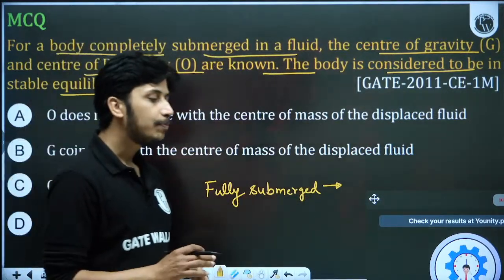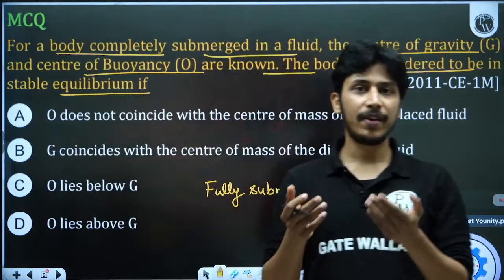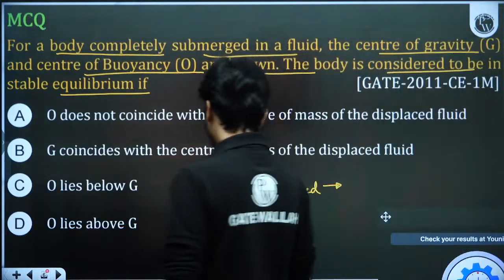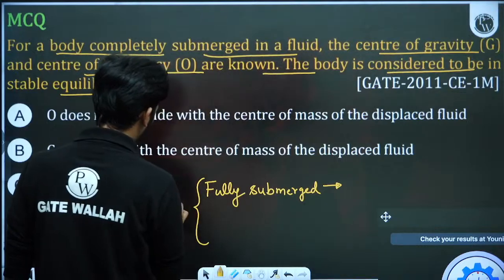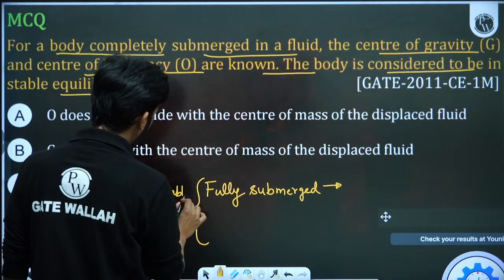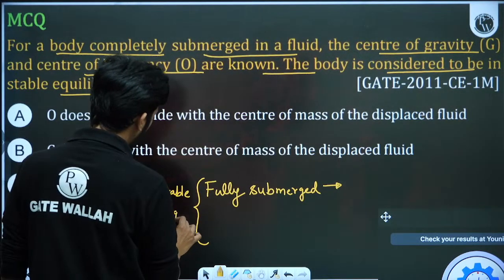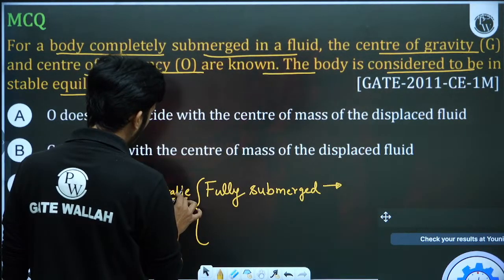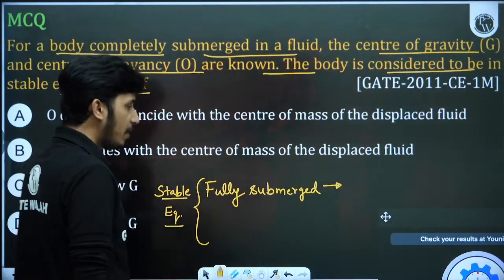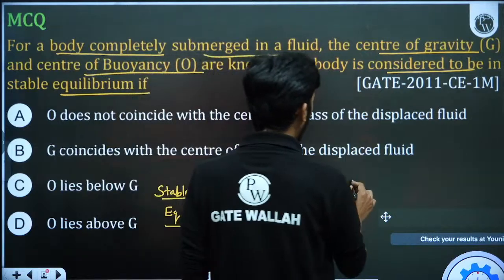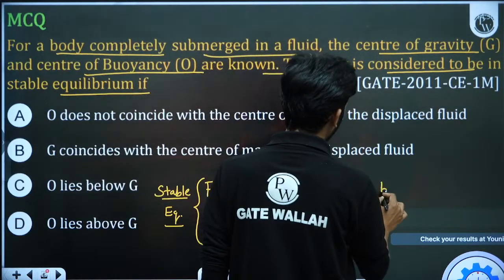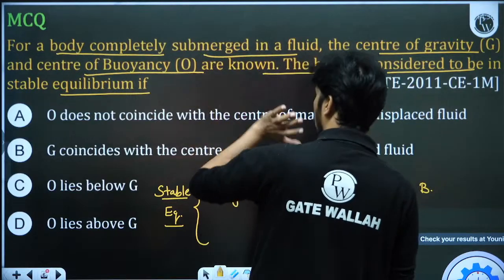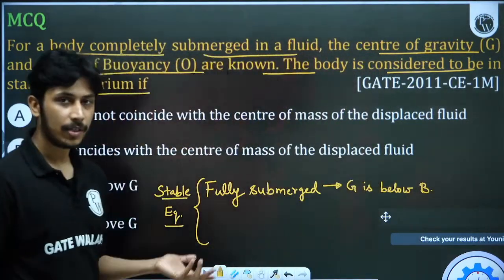So if you keep the center of gravity very low, then the body is stable. Always remember, for any stable equilibrium, whether the body is fully submerged or partially submerged, the center of gravity should be lower. In a fully submerged body, the center of gravity should be lower than the center of buoyancy, B. Here the center of buoyancy is called O, but generally we will take it as B.